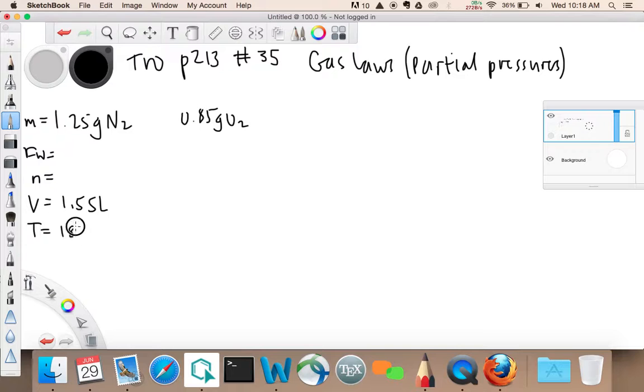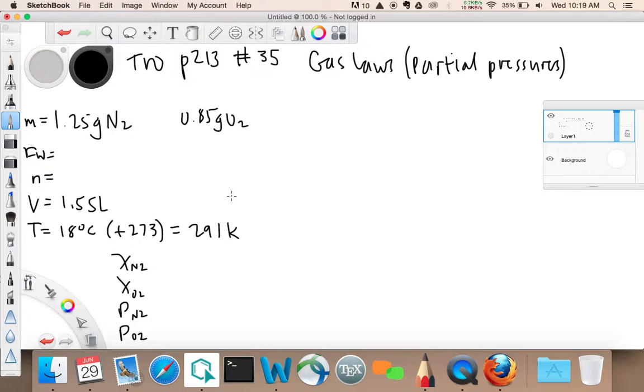Temperature is equal to 18 degrees Celsius, which I'm going to say plus 273. I'm going to go straight to Kelvin because I always do that. It's almost always asking about kelvins. So 273 plus 18 is 291 kelvins. Calculate the mole fraction and partial pressure of each component in the gas mixture. Okay, so what we need is the mole fraction of N2, the mole fraction of O2, the partial pressure of N2, and the partial pressure of O2.